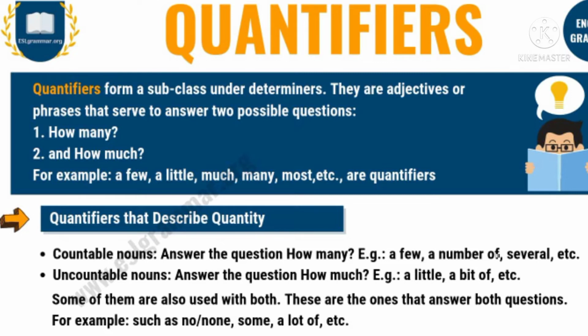are quantifiers. Quantifiers that describe quantity, countable nouns and uncountable nouns. Countable nouns answer the question how many. For example, a few, a number of, several, etc. Uncountable nouns answer the question how much. For example, a little, a bit of, etc. Some of them are also used with both. These are the ones that answer both questions. For example, such as no, none, some, a lot of, etc.